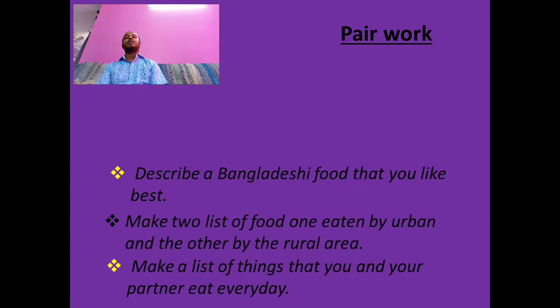So next one is pair work. You should work in pairs. You should describe the Bangladeshi food that you like best, since you are staying at home. If your brother or sister is in the same class, you can share your views as a pair. Describe a Bangladeshi food that you like best. Make two lists of foods, one eaten in the urban area and the other in the rural area. Make a list of things that you and your partner eat every day. Here is your part and here is your partner's part. So make two lists side by side.